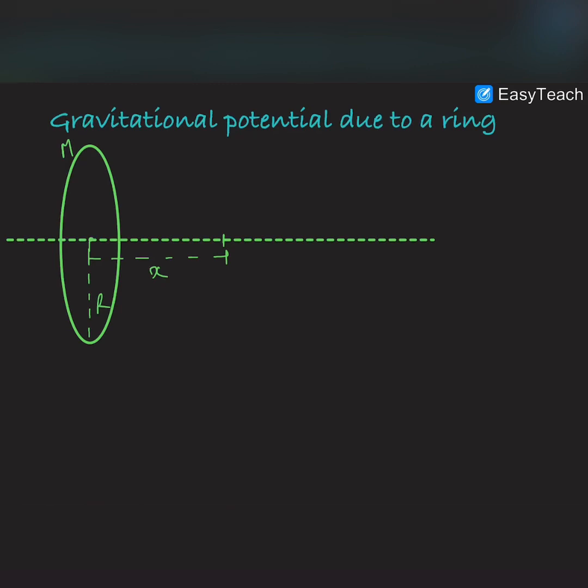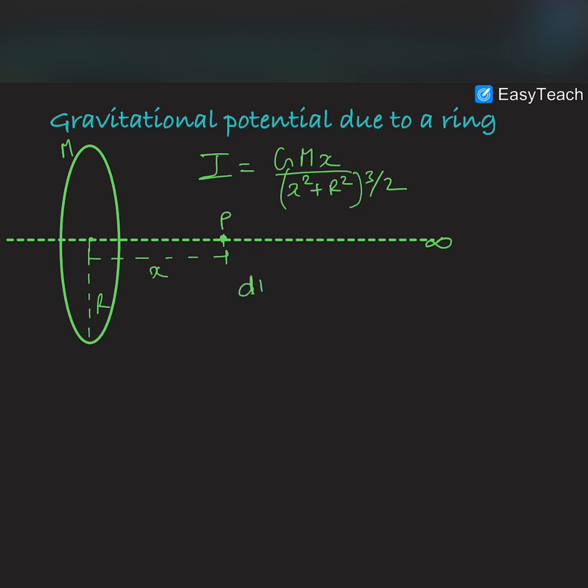Now let us discuss the gravitational potential of a ring. We know that the gravitational field intensity due to a ring is GMx by x square plus R square to the power 3 by 2. Okay, so to find out the gravitational potential due to a ring, we have to assume 2 points. Let us assume that one point is this one and the other point is infinity. So we are moving from this point P to infinity.